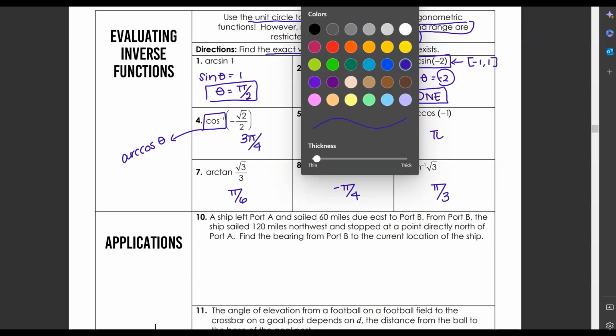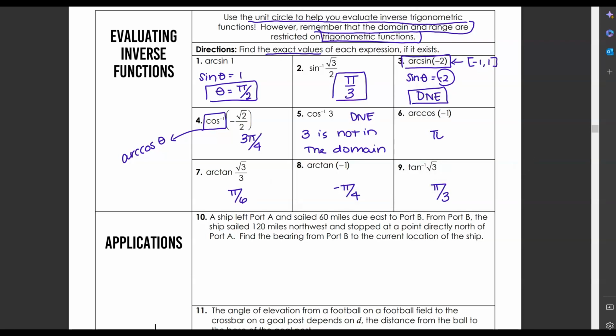All right, let's take a look and see if we're in agreement here. For number 4, we should have 3 pi over 4. For number 5, 3 is not within the domain of that inverse cosine, so it does not exist. For number 6, we should have the answer of pi. For number 7, the correct answer would be pi over 6. For number 8, it should actually be negative pi over 4. And number 9 is pi over 3.